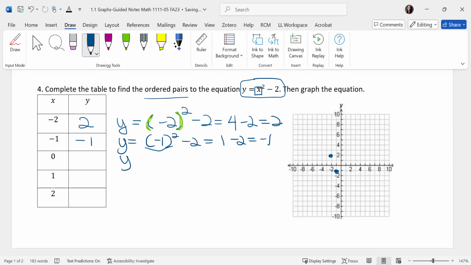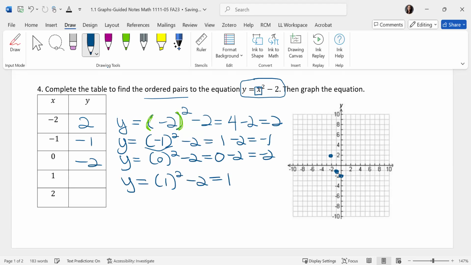And then when we plug in 0, we have y = 0² - 2, which is 0 minus 2, and that's -2. So there's our third ordered pair. Forgot to write -2 here. So when we plug in 1 into the equation, y = 1² - 2, 1 times 1 is 1, minus 2 is -1. So our fourth point is (1, -1), which is right here. And then y = 2² - 2: 2 times 2 is 4, minus 2, which is 2. And so we have (2, 2).